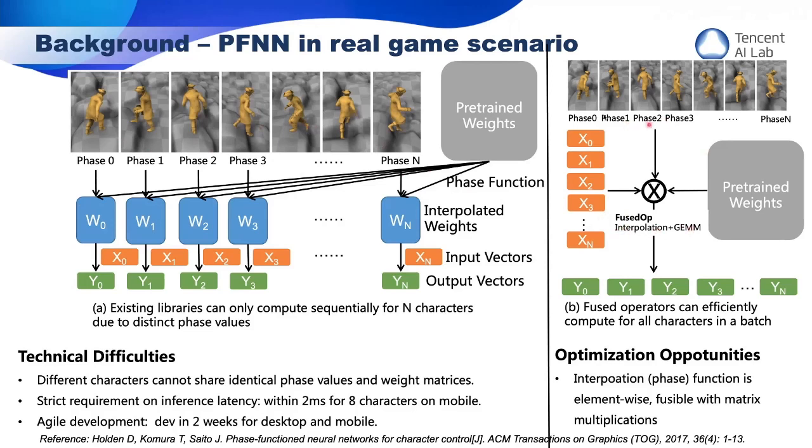So if we can successfully fuse the operators, we don't need the interpolated weights. In other words, we want to get rid of these interpolated weights. This is feasible because the interpolation function itself is element-wise, which means that the phase function does not need a row or a column in the input matrix in order to compute a result. So it is fusible.